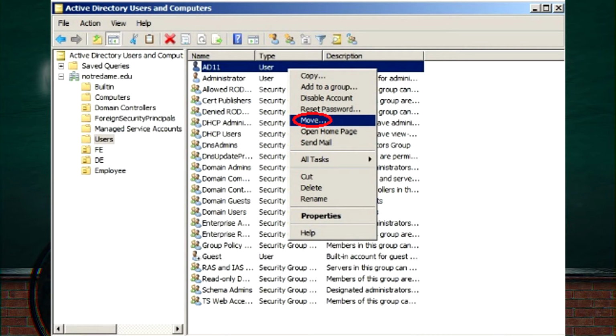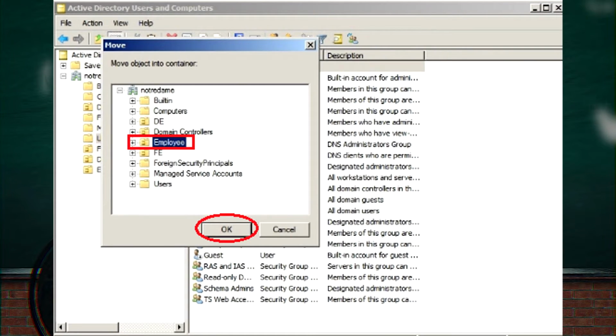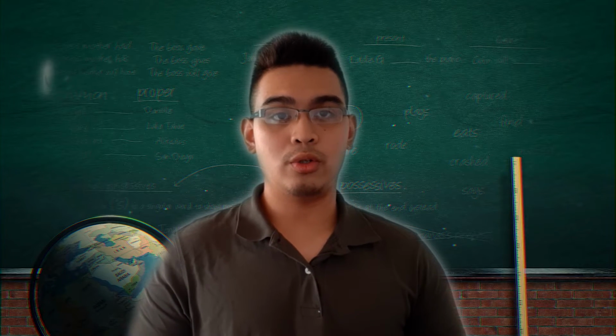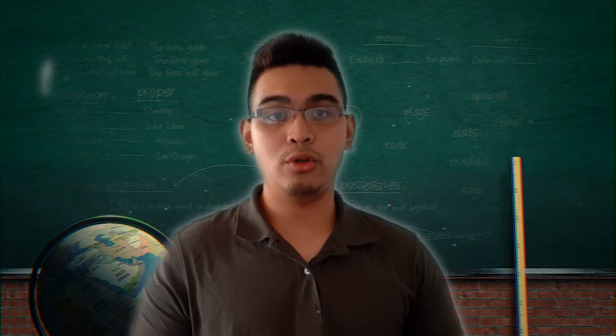So go to the top side of the list of default groups and users, and then right click the administrator that you have created or that you have specified the details for, and then click the move button. This will pop up a menu that will list all of the organizational units that you have created or the default ones. So you have created the employees organizational unit, so you have to move it there, then next.